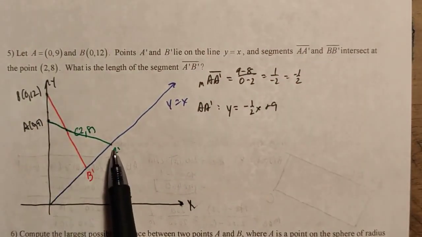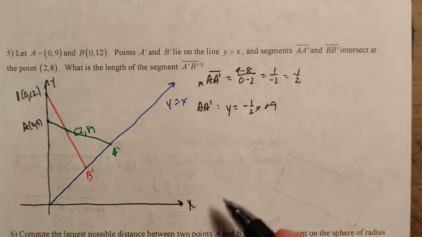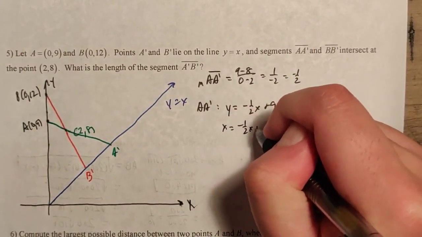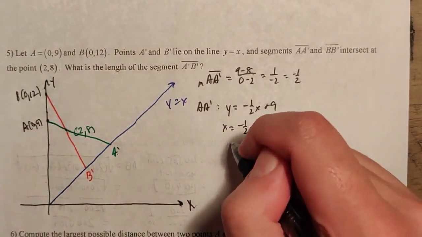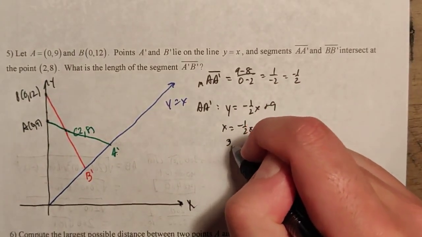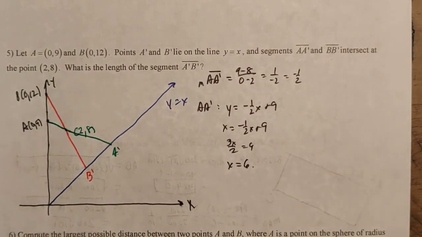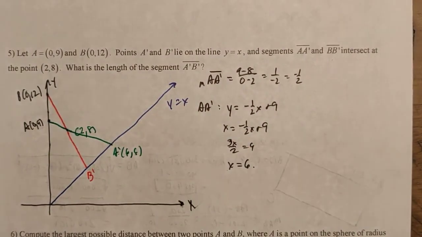And this is the line y equals negative 1/2 x plus 9, and it intersects the line y equals x, which means I can just swap y for x here. We get x equals minus 1/2 x plus 9, because we know that this point lies on y equals x, so y and x are interchangeable. So we can add half x, so we get 3x over 2 equals 9, and therefore x is equal to 6, if I'm not mistaken. So that means this point is going to be 6, 6.